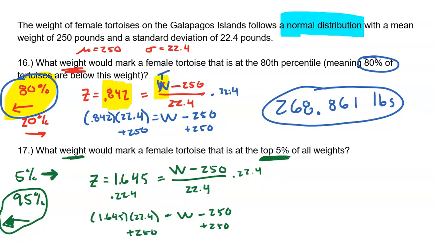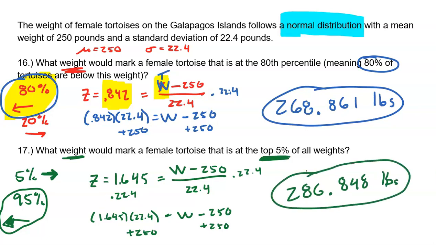Grab your calculator, 1.645, multiply by 22.4 first, then add the 250, and you get a turtle weighing 286.848 pounds is a turtle that would have 5% of turtles above it, 95% turtles below it. This would be a pretty big female tortoise. It's measuring that top 5%.